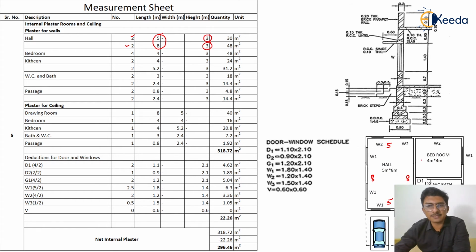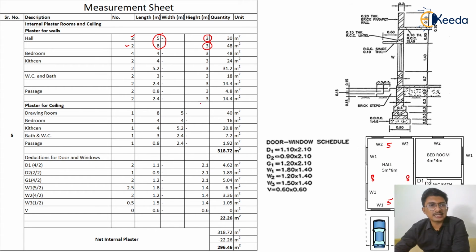So the height of the brickwork and plaster will be the same, that is 3 meter throughout. Bedroom size is 4 by 4 itself. Then kitchen is 4 by 5.2. WC bath is 3 by 2.4, and the passage is 0.8 by 2.4. All the dimensions that we have calculated in long wall short wall will be totally repeated as they are in this method also.